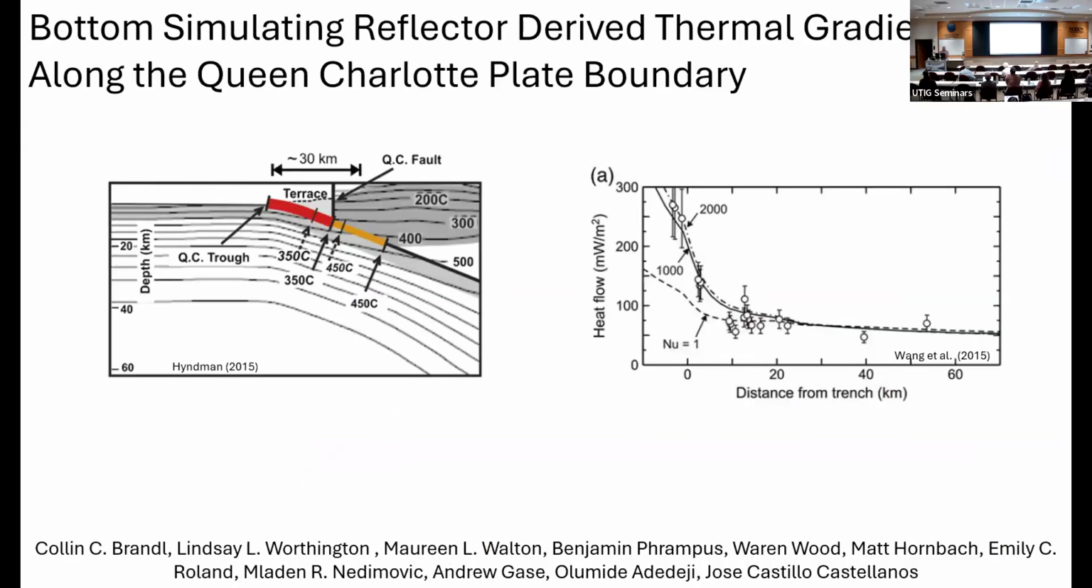And then moving into part two. So now that we know what Queen Charlotte looks like, we have this tectonic framework, and we have, as I said, a nascent megathrust. Another part of my dissertation was to try to better understand the thermal structure of the plate boundary using bottom simulating reflectors.